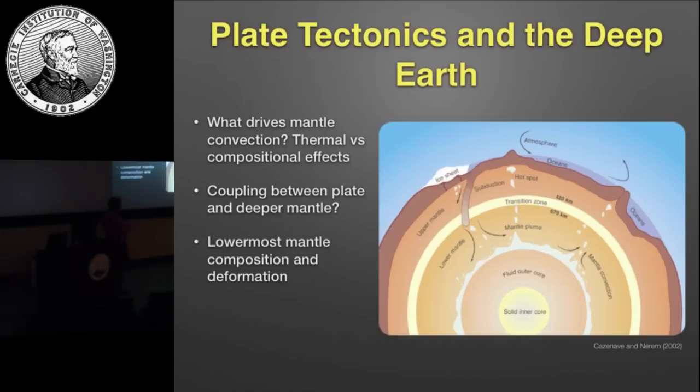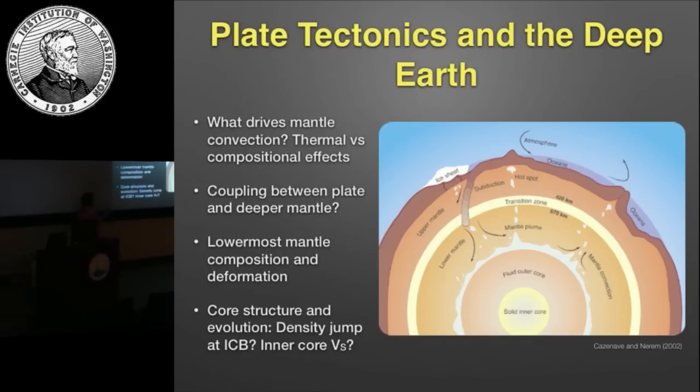The very deep mantle, the lowermost mantle over here, does deform. There's some localized regional evidence for deformation from seismic anisotropy, but do we actually have a large-scale signal that we can detect? And what about the core in all this?